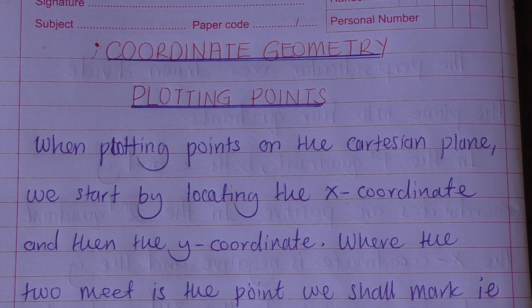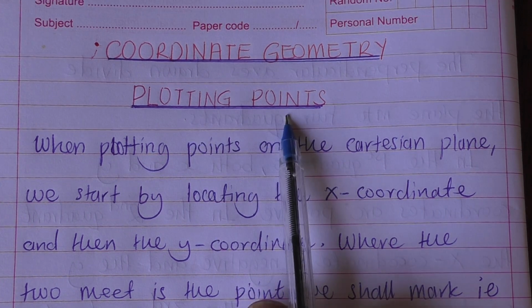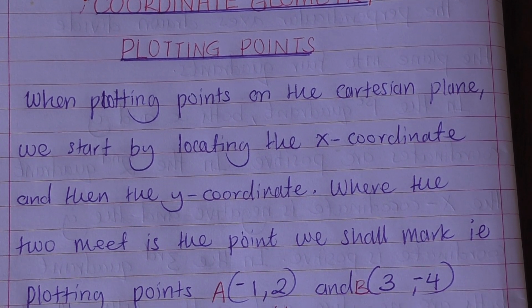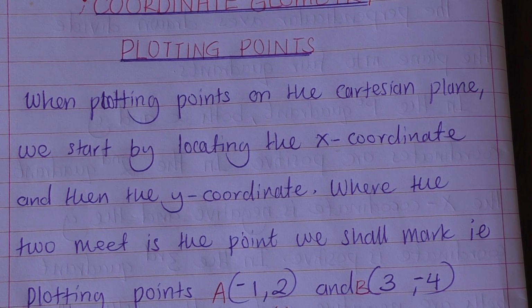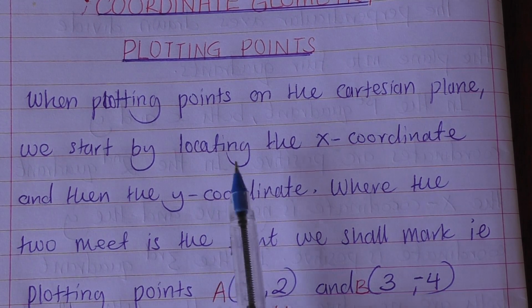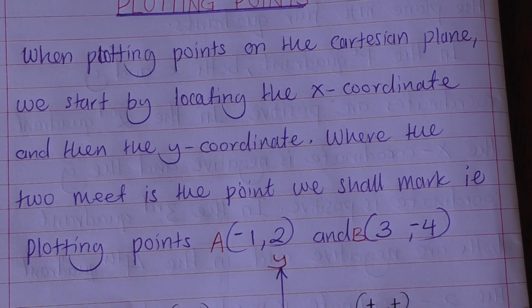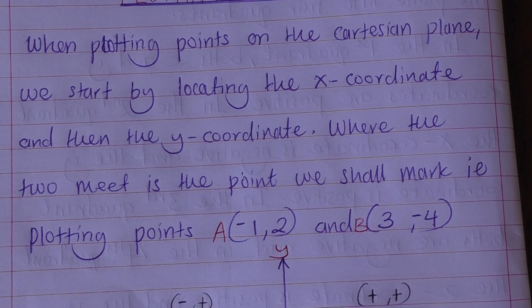Today we shall be looking at coordinate geometry, which is the study of geometric properties of lines, points, curves, and graphs. Let us start with how we plot points on the Cartesian plane. When plotting points on the Cartesian plane, we start by locating the x-coordinate and then the y-coordinate, and where the two meet will be our point.